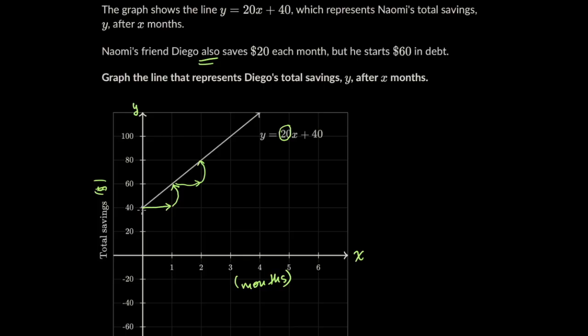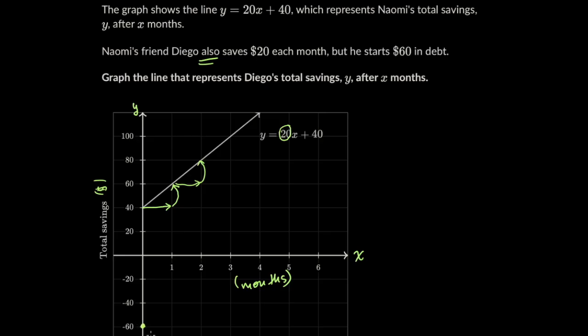Now, what we see is that Naomi started at month 0, started at $40. So the difference between Naomi and Diego is where they're starting. Diego does not start at $40. He's starting $60 in debt. So we could view that as negative $60 of savings.